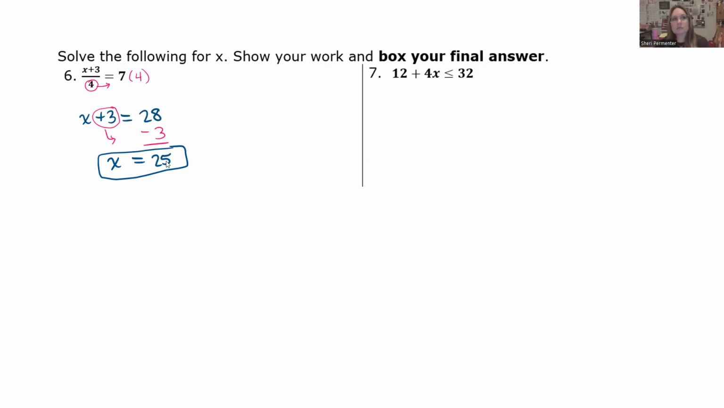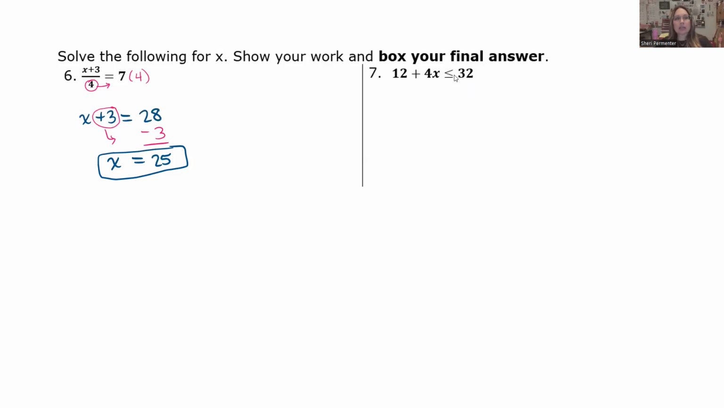How could I check my answer if I wanted to? Plug it in. If I plugged it in, I would have 25 plus 3 is 28. 28 divided by 4 is 7. That means that on your quiz that's multiple choice, if you struggle with solving, a test-taking strategy is to take the answer choices and plug them into the equation. If you write them out, that shows me that you did work. You can get partial credit even if you pick the wrong answer.